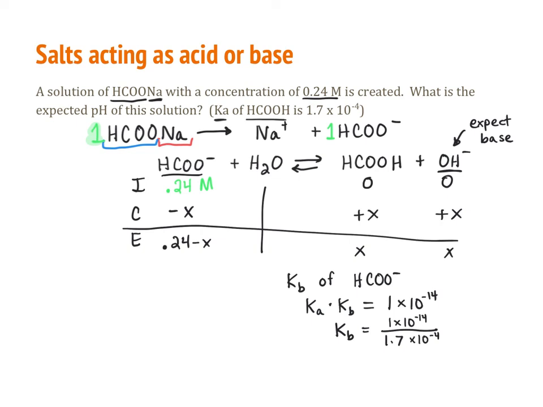And I'm just going to leave it like that for the sake of this problem. So I'm going to write this Kb expression in terms of our chemicals in the reaction. So it's going to be the products, x times x, which is x squared, over the reactants, 0.24 minus x. And it's probably going to be a safe assumption to neglect this x, because when we take negative 14 divided by negative 4, we're going to get something like 10 to the negative 10th, a very small number. So it's probably going to be safe to assume this is a very small amount here.